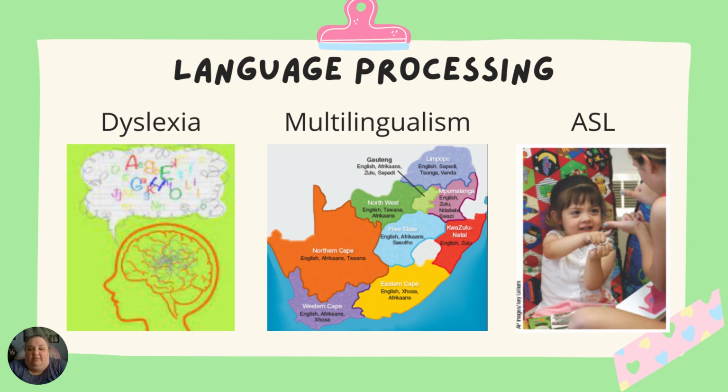ASL is a very complicated and complex language, and the ASL community is very insular. They have their own culture, they have their own community, they have their own schools, their own colleges. It's really like a society within a society.